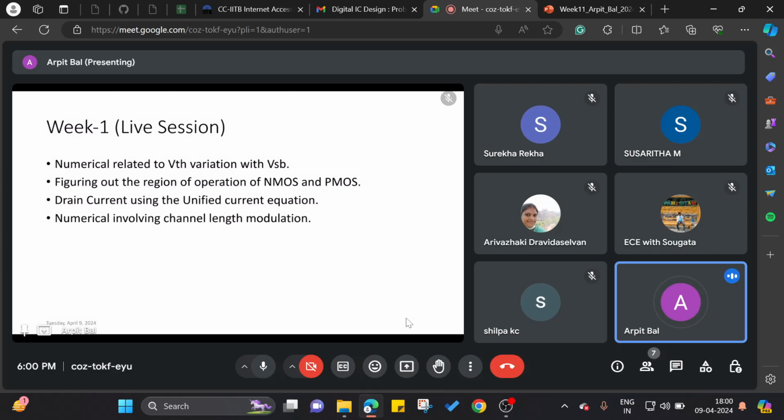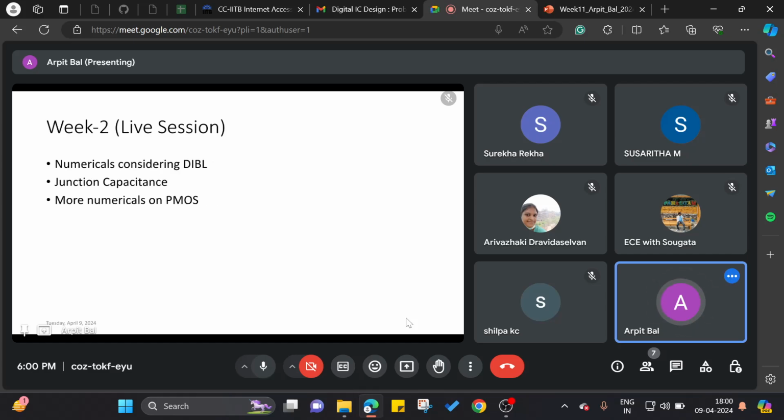In the first week's live session, we did numericals related to VTH variation with VSB and drain current figuring out using the unified current equation, and numerical related to another short channel effect, that was channel length modulation. In week 2, we also considered DIBL as another short channel effect, and also calculated junction capacitance, and did few more numericals related to PMOS. In week 3, we did numericals on trip point and few numericals on VIH and VIL. Week 4 was related to noise margin and Elmore delay.